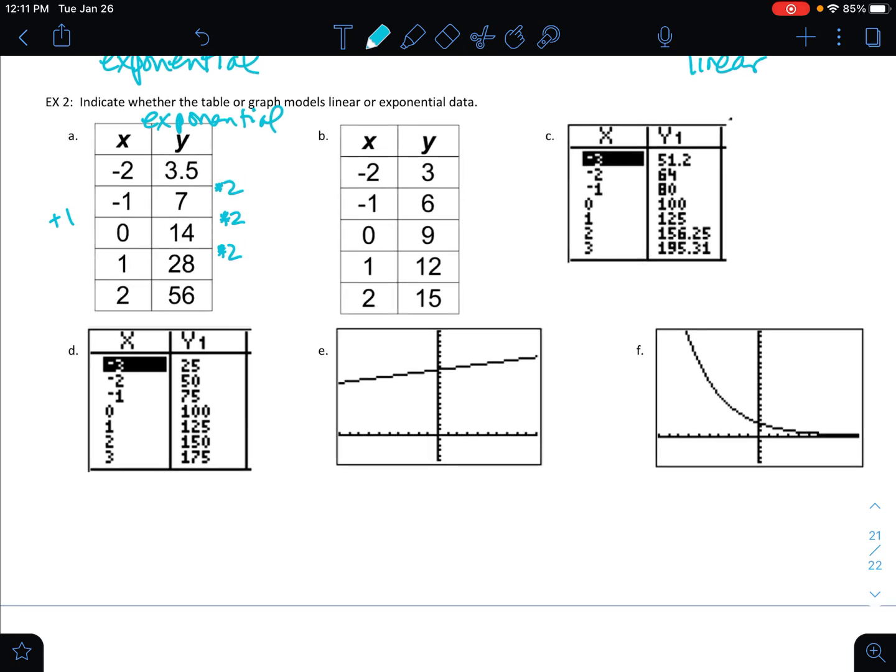Okay, pattern going up by 1 on the x's. So 3 to 6, 6 to 9, 9 to 12. That is going up by adding 3 every time, linear.